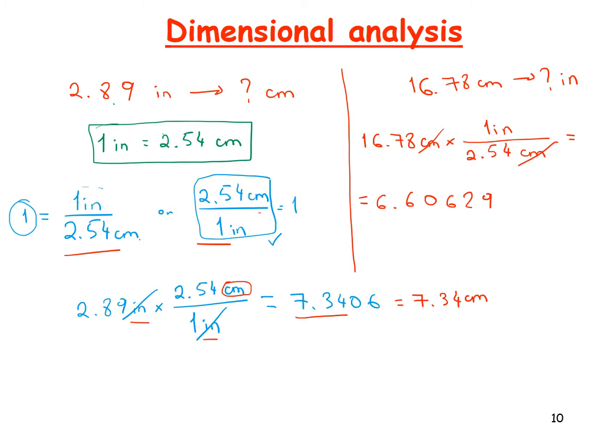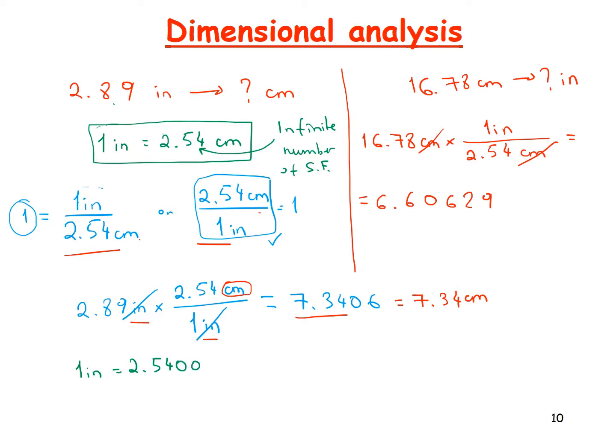So in this case I need to divide 16.78 by 2.54. So let's do that. I have 16.78 divided by 2.54, which is equal to 6.60629, and etc. There's some more numbers. So let's now go based off the significant figures. And here, this is something important that you need to remember.